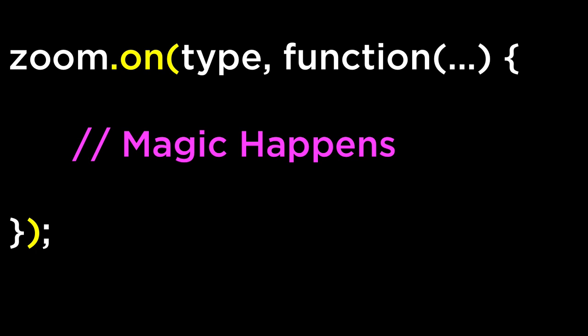For a circle, when a zoom happens, we need to change the cx, the cy, and the radius attributes. For a rectangle, when a zoom happens, we need to change the x, y, width, and height attributes. For an ellipse, when a zoom happens, we need to change the cx, cy, rx, and ry attributes.